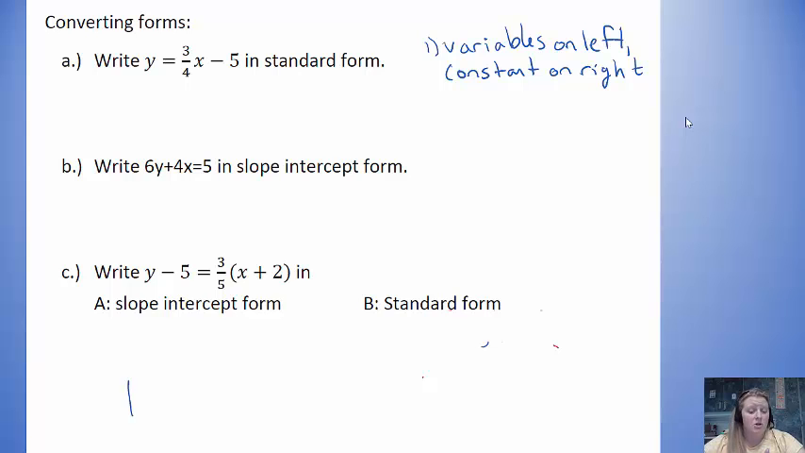When you do this, you want to make sure that the order is x, y, and then constant, just like it is in the formula. So we begin by subtracting 3/4 x on both sides. And that part is done.